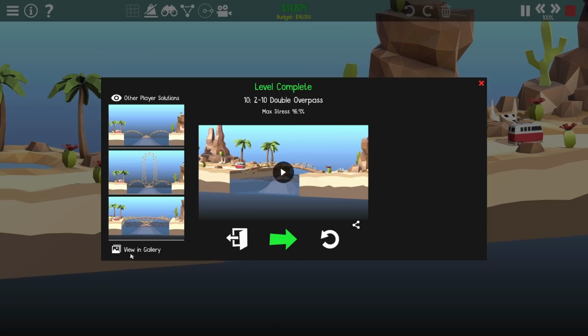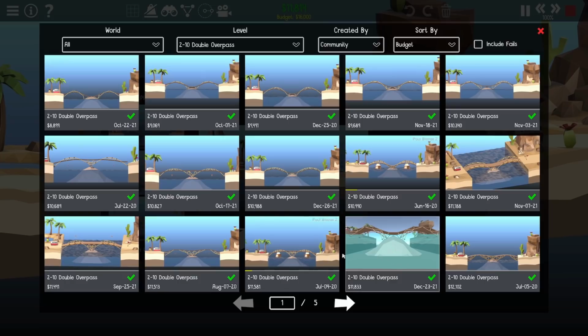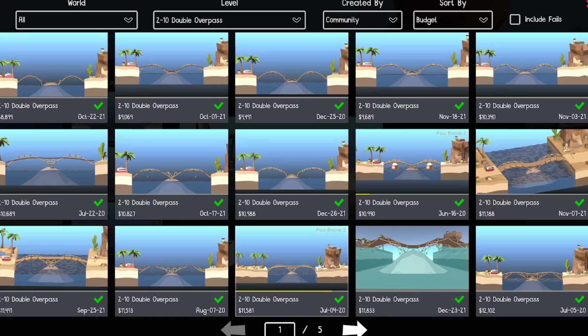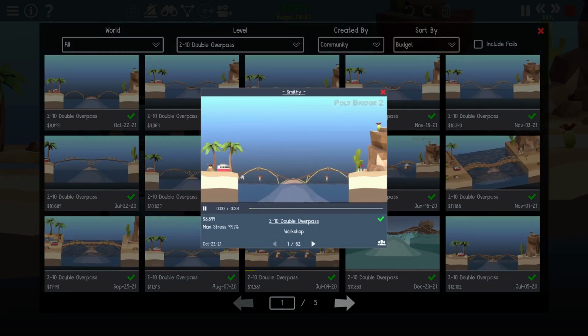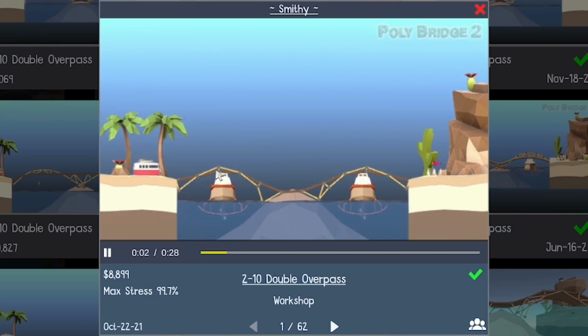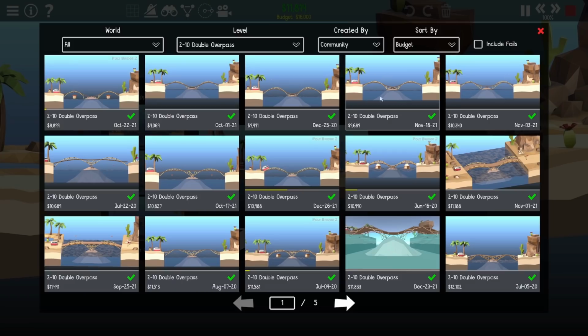So I think we're going to just go to the gallery and see how we got on. Our score was 11,814. So 11,800. Yes, we're on the first page. I will, of course, take that. Oh, looking at all the cheap solutions, they went down. Because yes, if you keep your bridge low, you can use less pieces. So look at that, we've got like minimal support there. Oh, the bridge even moves a bit. But after a bit of patience, he's free and he's over. Max stress 99.7, but only 8,899 quid. Bargain. So all the cheap ones use that technique.